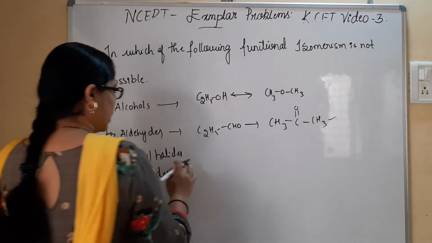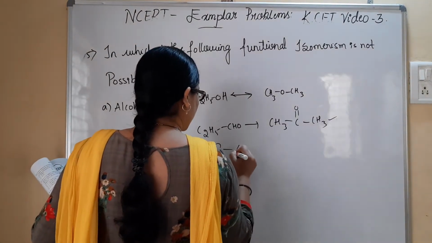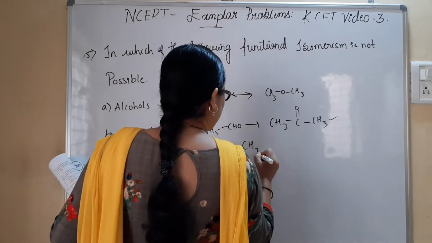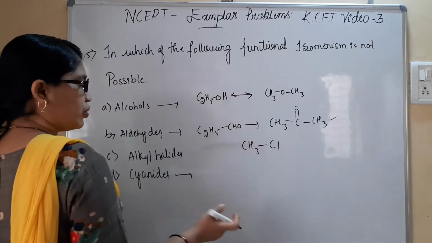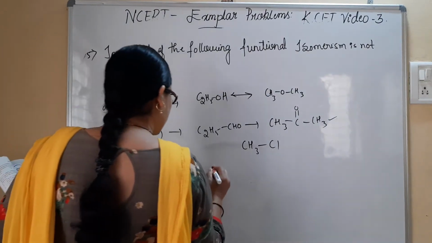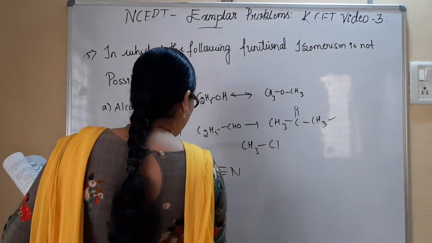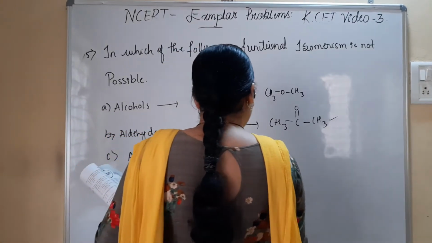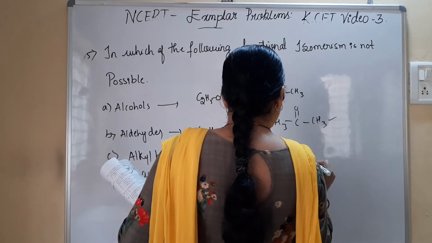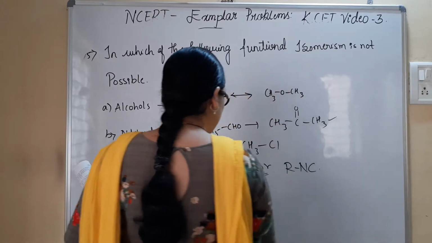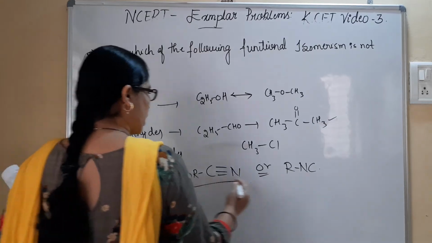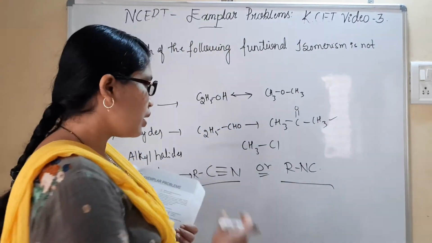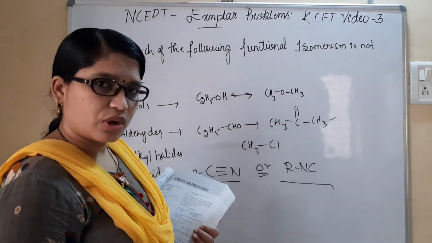Coming to alkyl halides. Alkyl halides, how we write? We directly write RX, or I would directly write here CH3Cl. This is the example. How you change? Not possible. So cyanides I have here C triple bond N. Here I will be having R. Okay, like this I can write, or even I can write here R N C. So I can interchange the places also, in the sense that I may get here cyanides or isocyanides. Functional isomerism molecules are possible.